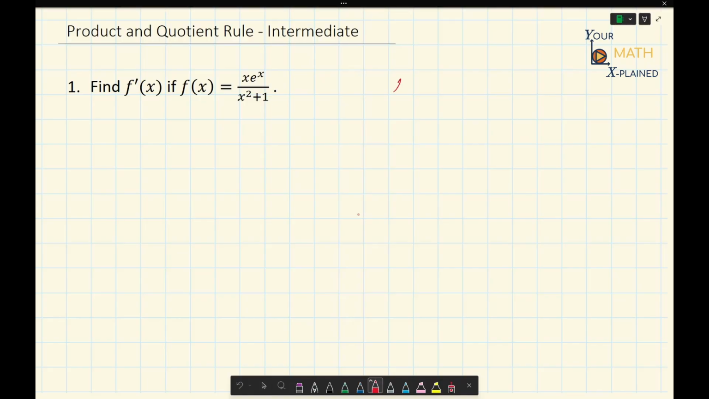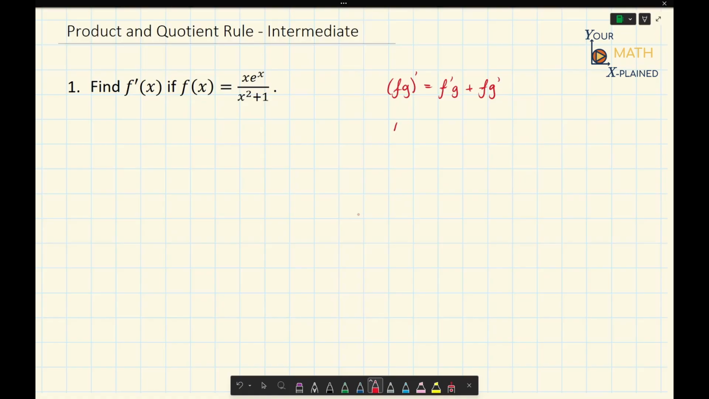So the product rule says that if we have f times g and we want to find the derivative, that is going to be equal to f prime times g plus f times g prime. So this is our product rule.